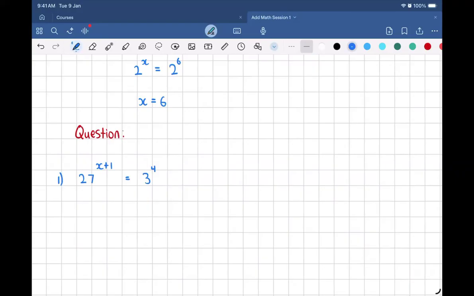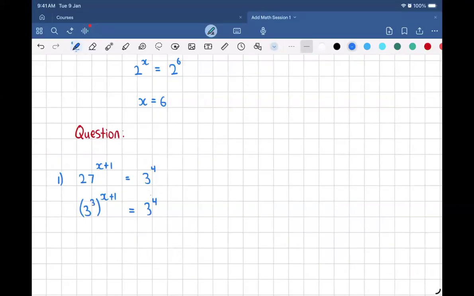You're going to ask yourself, is there any way I could write 27 expressed as 3 to the power? Is that possible? 3 to what power is 27? Anybody can tell me. 3 to what power is 27? 3 cubed. Right? Now I'd put that in brackets because this represents the 27. And I was raising the 27 to the power x plus 1. And that would be equal to 3 to the power 4.